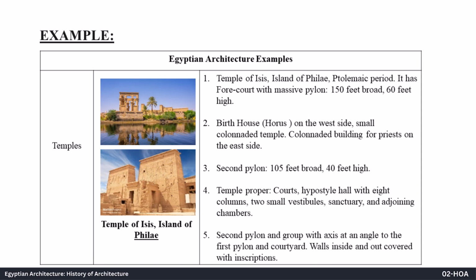Temple of Isis at Island of Philae. Temple of Isis, Island of Philae, Ptolemaic period. It has a forecourt with massive pylon, 150 feet broad, 60 feet high. Birthhouse of Horus on the west side, a small colonnaded temple. Colonnaded building for priests on the east side. Second pylon, 105 feet broad, 40 feet high. Temple proper: courts, hypostyle hall with 8 columns, 2 small vestibules, sanctuary, and adjoining chambers. Second pylon and group with axis at an angle to the first pylon and courtyard. Walls inside and out covered with inscriptions.